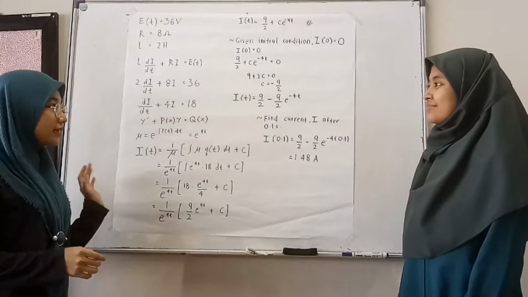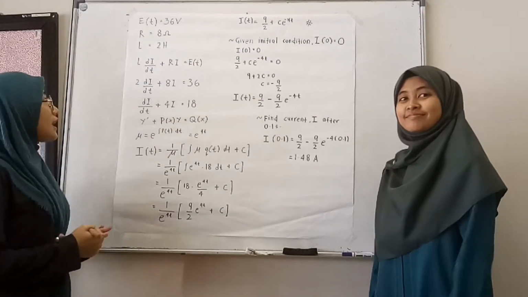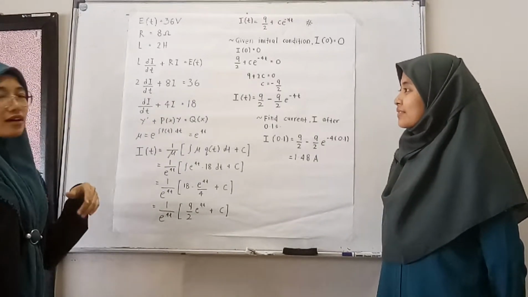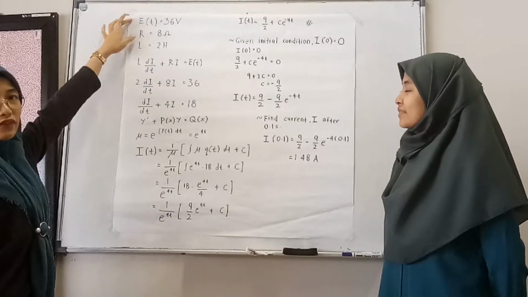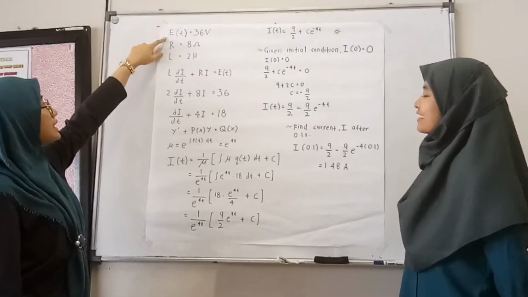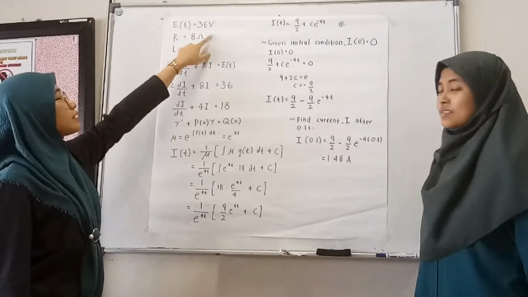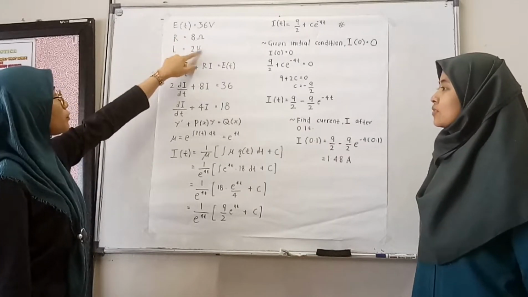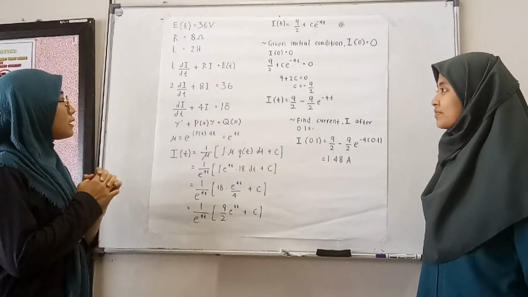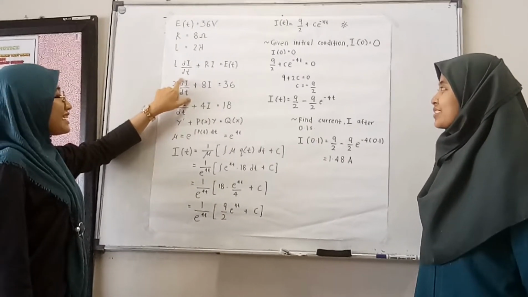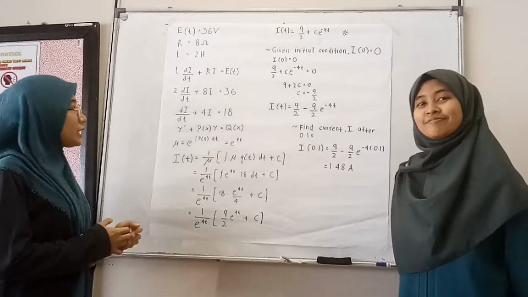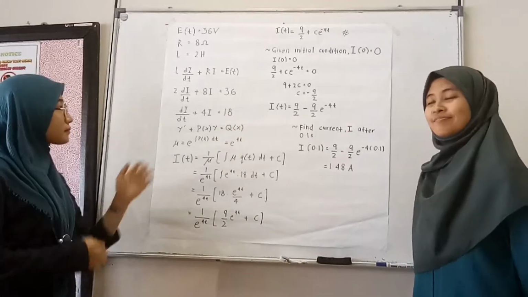Okay, for this example, we have the RL circuit. First, we list all the information that we get from the question. Here the voltage is 36 volts, the resistance is 8 ohms and the inductor is 2 henries. Firstly, we will write the equation in this form, and for this problem we have a first order linear equation.